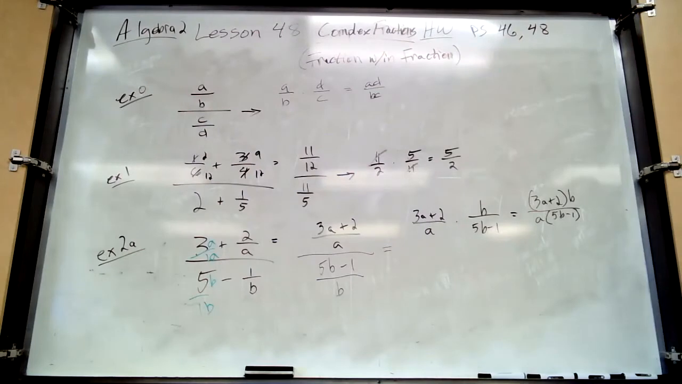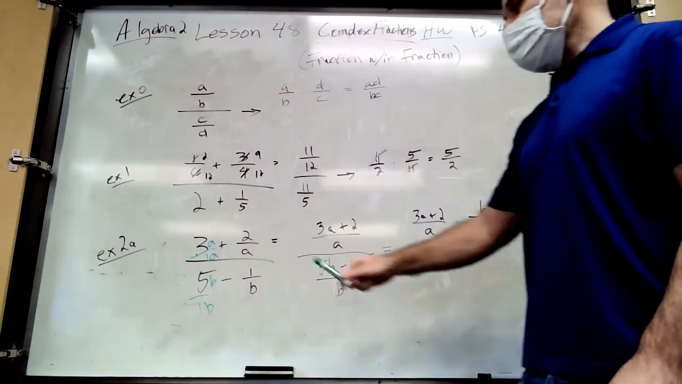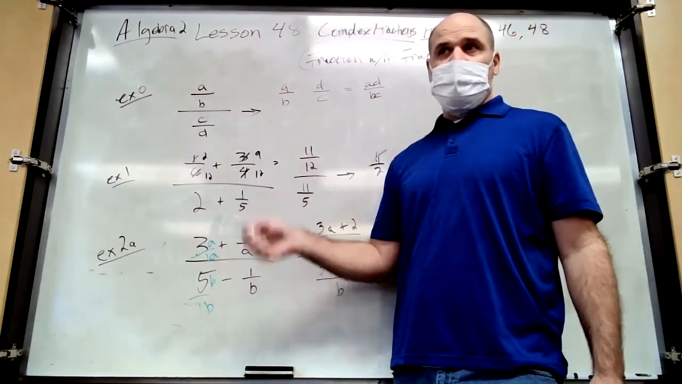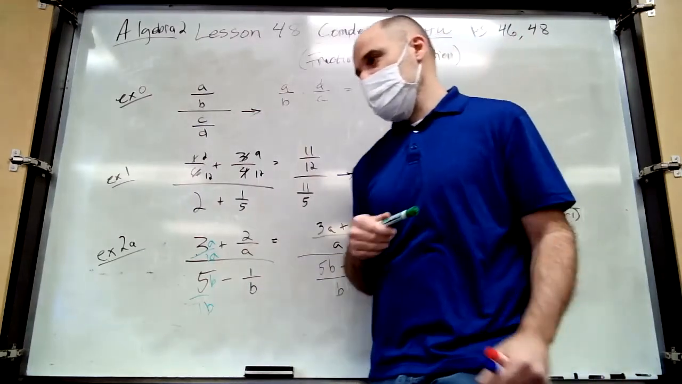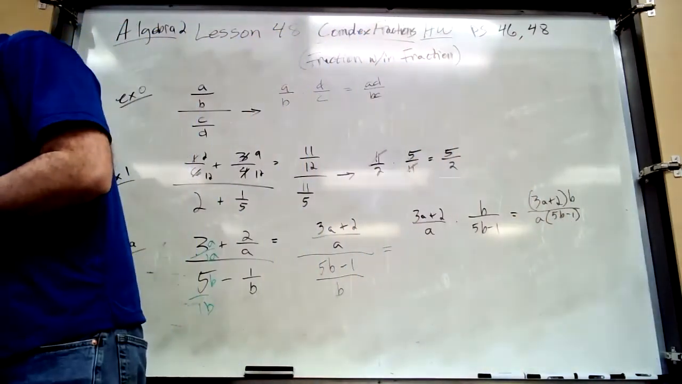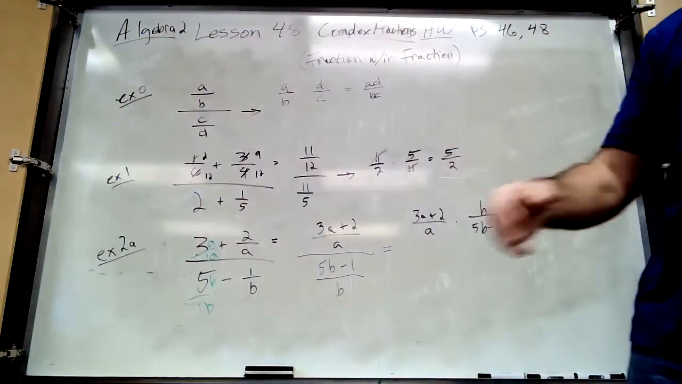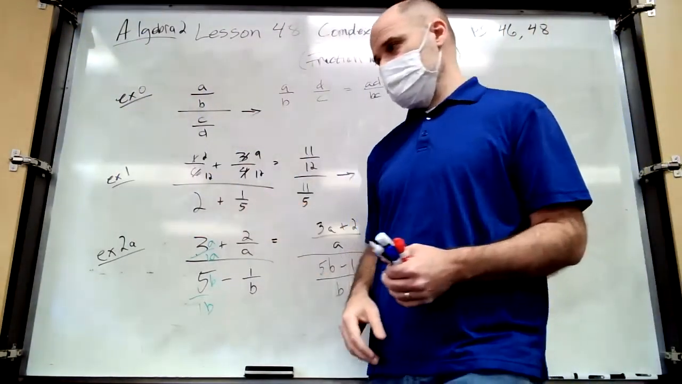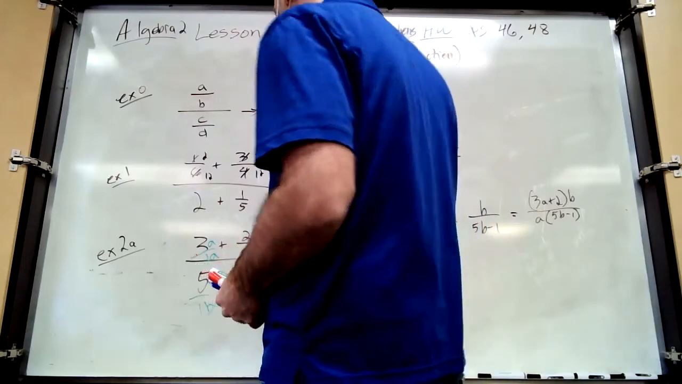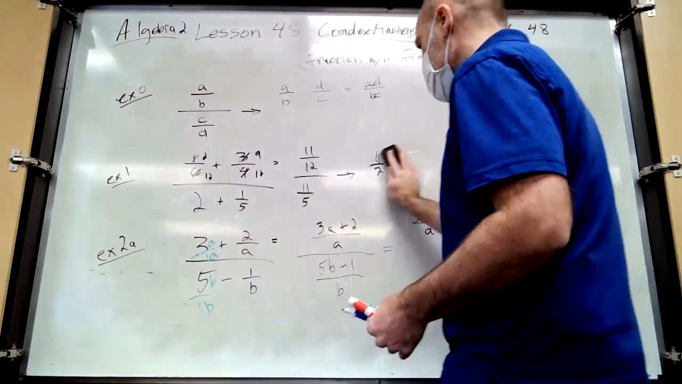Okay? That sounds easier. And this is what we're going to have to do on the next problem. Because you can't do the fun little improper fractions on the next problem, because it's a fraction plus a fraction, not a whole number plus a fraction. All right, next, 2b.